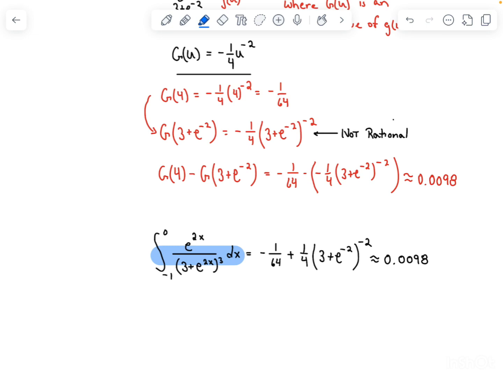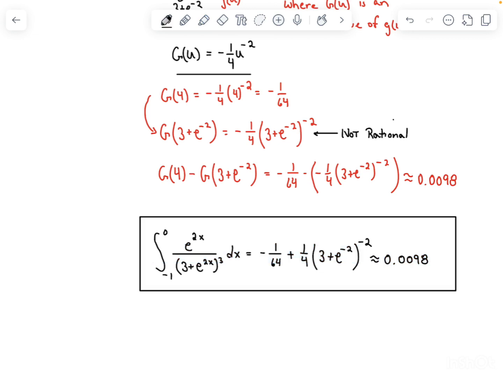So finally we have the definite integral from -1 to 0 of this rational expression is equal to -1/64 plus 1/4 times the quantity 3 plus e to the -2 power, all raised to the -2 power. This is approximately 0.0098. And we are done.